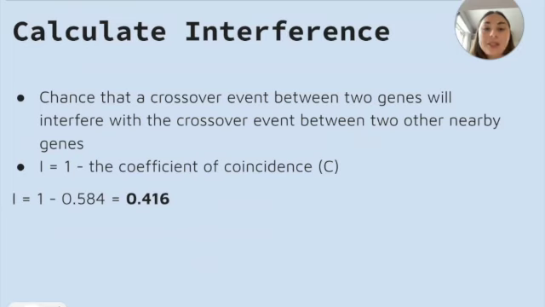Finally, the coefficient of coincidence can be used to calculate interference. Interference is the chance that a crossover event between two genes will interfere with the crossover event between two other nearby genes. It is equal to 1 minus the coefficient of coincidence. In this example, interference will equal 0.416.